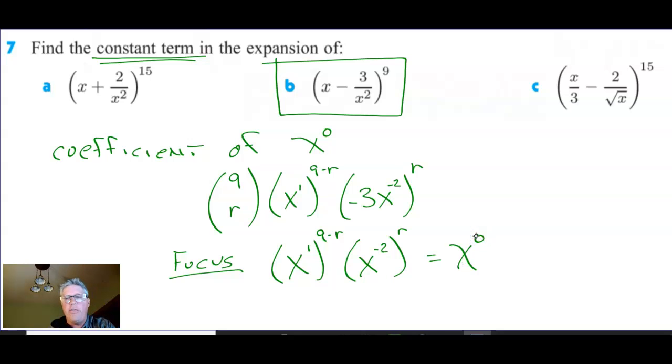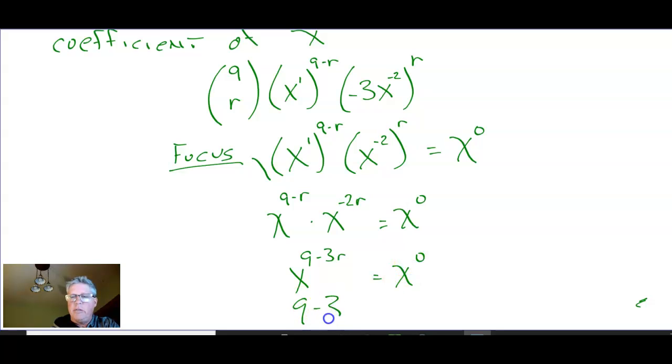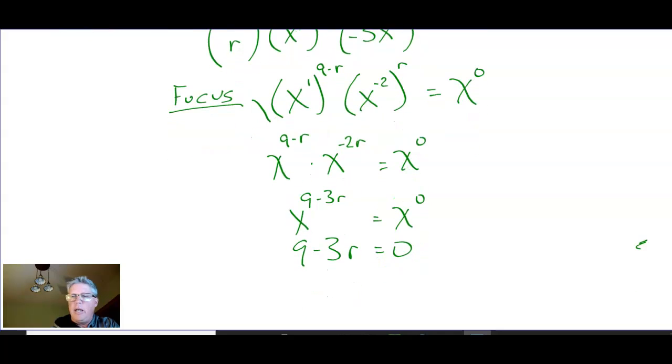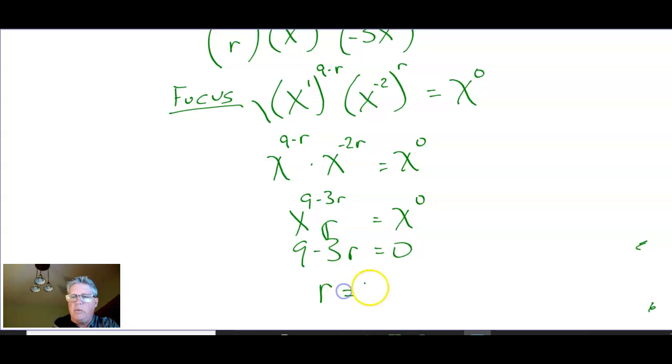Mr. Sears, where'd the 3 go? It didn't go anywhere. We don't need it when we're just trying to find the exponent of x to work out. We'll get r and then we'll plug it back in. Don't freak out. Don't panic. So that is x to the 9 minus r times x to the negative 2r equals x to the 0. That's x to the 9 minus 3r equals x to the 0. That is 9 minus 3r equals 0. And that is going to be r equal to 3.